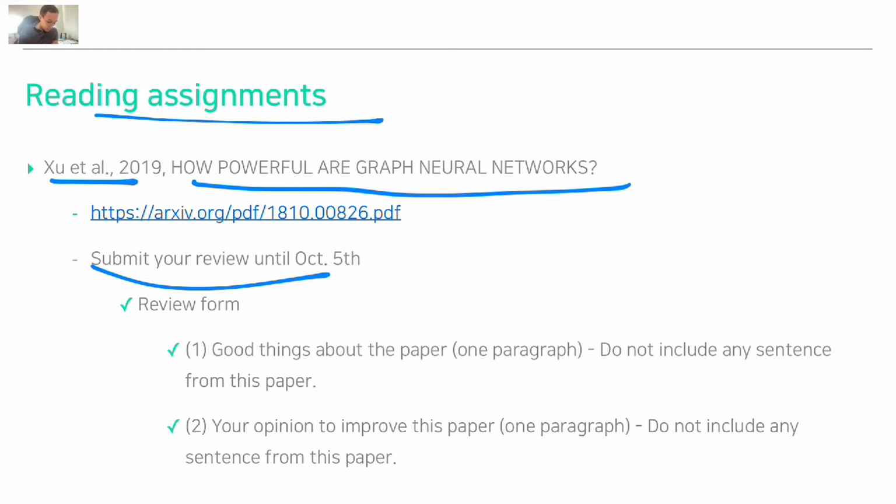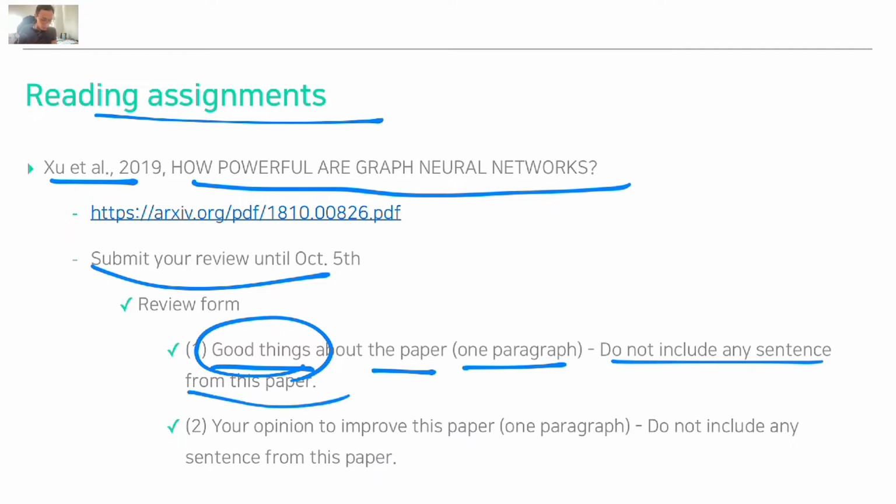You have to submit some good things about the paper from your own opinion. So make one paragraph to describe the good things, but don't include any sentence from the paper. Don't copy and paste. I will check it. All sentences should be from scratch, in your own words. So find the good things, make a paragraph.